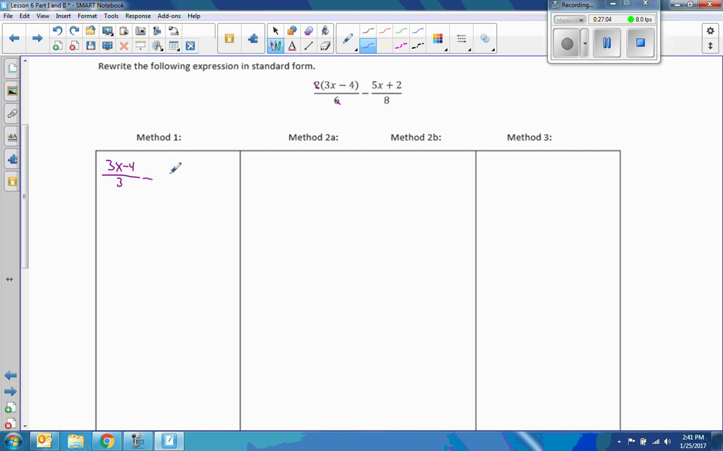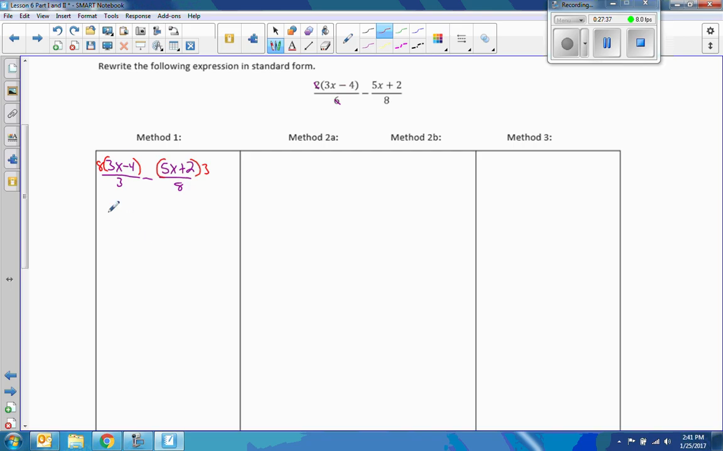Minus 5x plus 2 over 8. Can't do anything with that. So now I see that I have 8 and a 3. So usually when we only have two numbers and one won't go into the other, we just multiply the two and our common denominator will be that number. 8 times 3 is 24. So I can multiply this one by 8, multiply this one by 3. So I get 24 and 24.